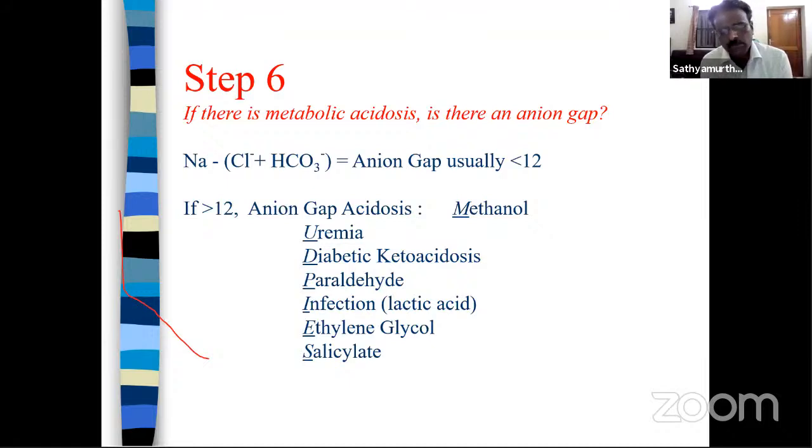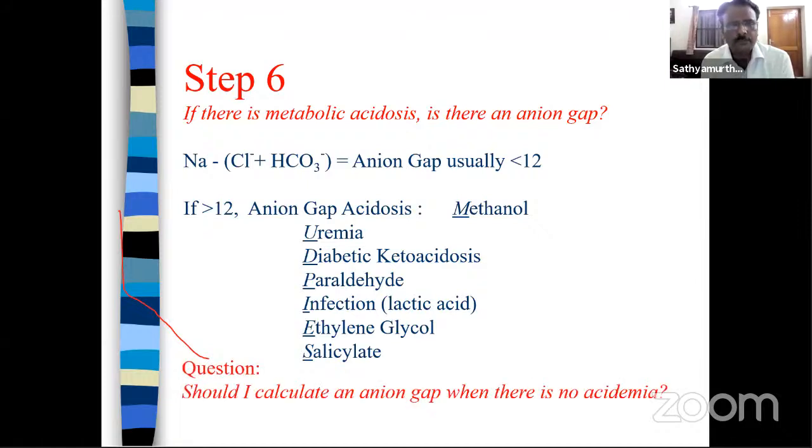It goes by the mnemonic called MUDPILES. So methanol, uremia, diabetic ketoacidosis, paraldehyde, infection, ethylene glycol, and salicylate. The infection is nothing but lactate. So lactate can go up not only in sepsis, it can go up in any patient who has got anaerobic metabolism. So if your anion gap is more than 12, it is high anion gap acidosis. There are situations where patients can lose both.